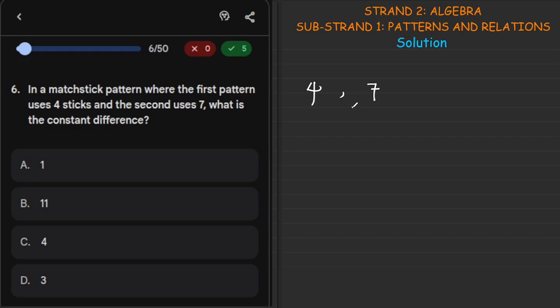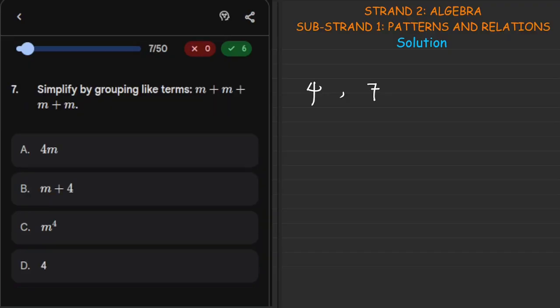If we want the constant difference, all we do is subtract the previous term from the next one. So we just keep subtracting. Hence, if we want our constant difference to be this minus this, that is how many are we adding to this to give us this, and that is just 3. Hence, our answer is D. Question number 7. We have to simplify.